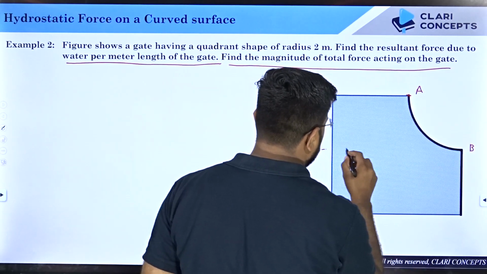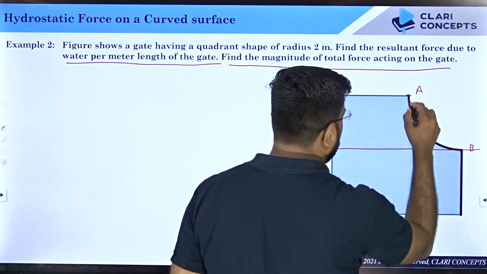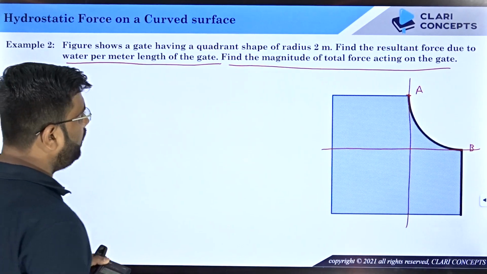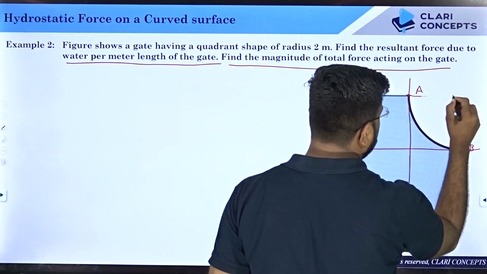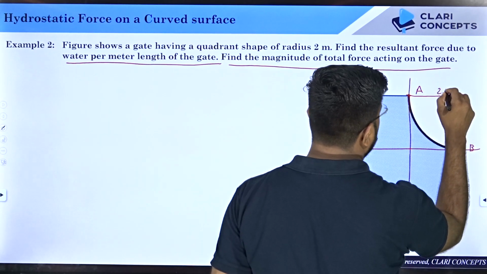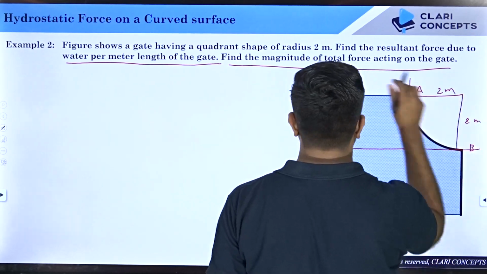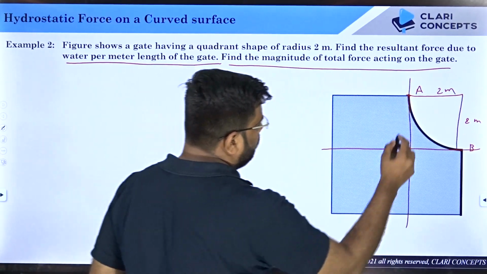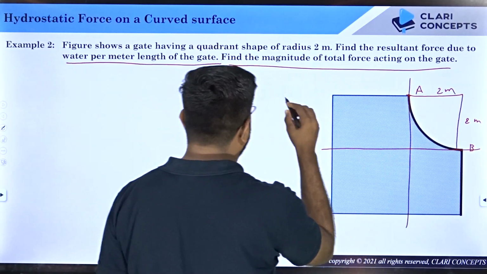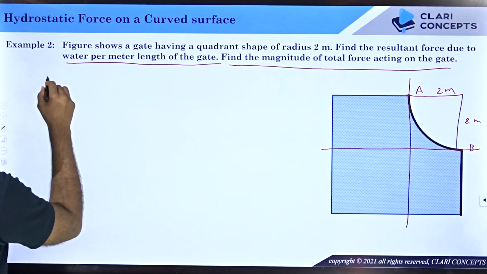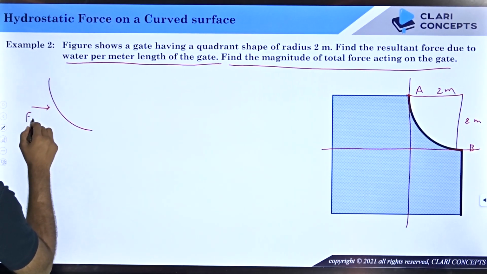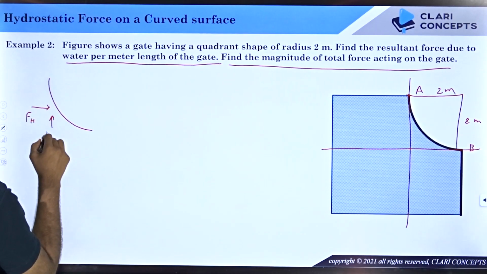So you just draw a horizontal line and a vertical line. Now you got the pocket of water, right? It is said that from this axis, this is 2 meters and this is also 2 meter, quadrant of a circle. Now find out the total force acting on the gate. So this section, if you see total force acting, section is something like this. So horizontal force is FH on the segment and vertical force is FV.